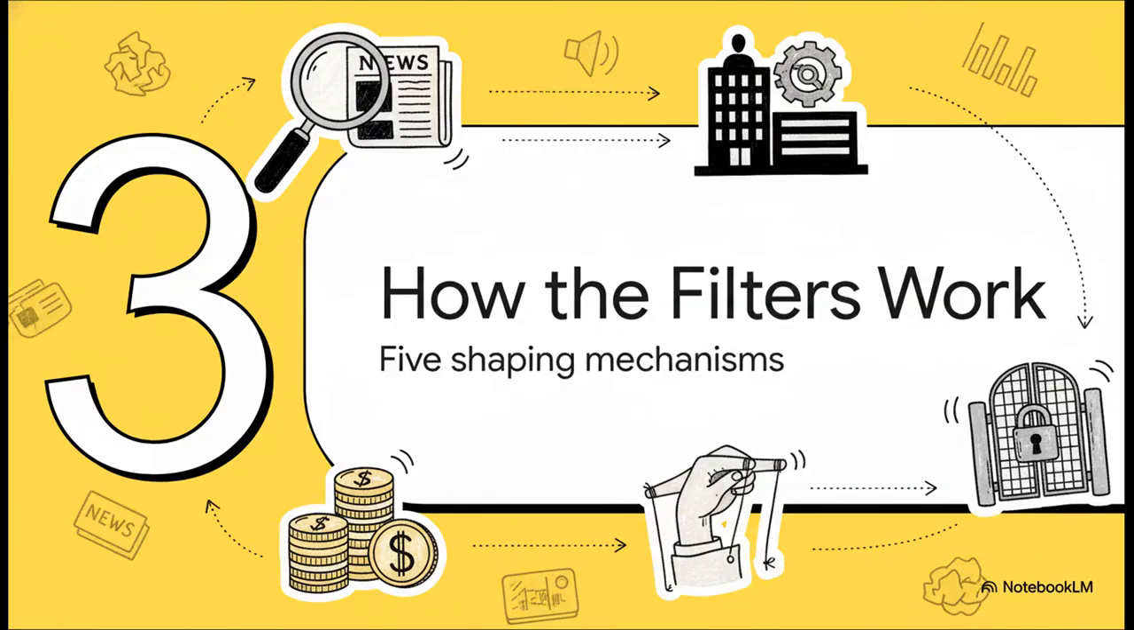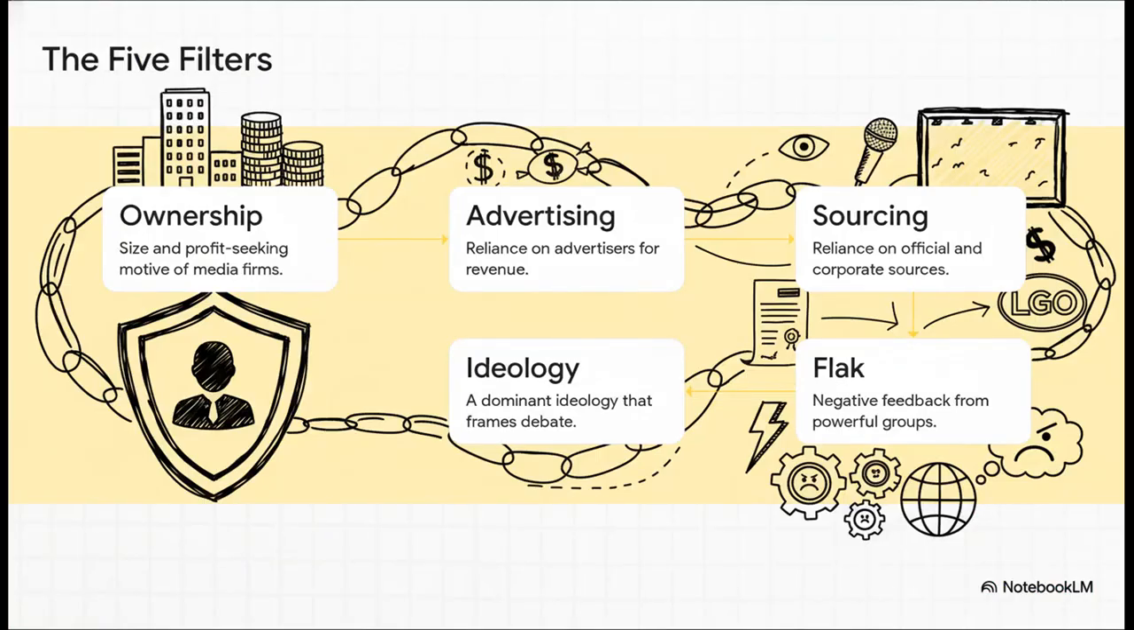Okay, so let's get into the mechanics of it. What are these 5 filters that the model claims are shaping everything we read and watch? Here they are: ownership, advertising, sourcing, flack, and ideology. The book's argument is that these 5 forces all work together to create a powerful, though often invisible, system of control. So let's break them down one by one, starting at the top with ownership.